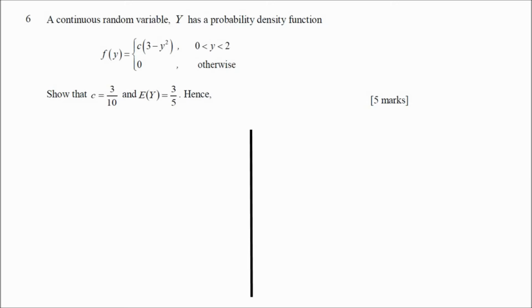Okay, so we will check for this one first for c. We want to show that c is equal to 3 over 10. So now we are given the probability density function. We understand that by the properties of the probability density function, we will have the integration from negative infinity to infinity for our f(x) dx, and when we integrate, we will get that the total is equal to 1.